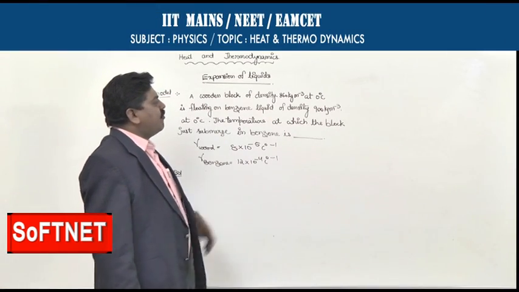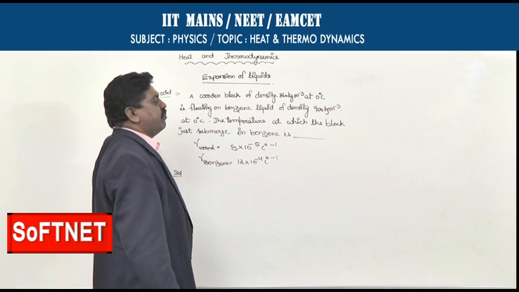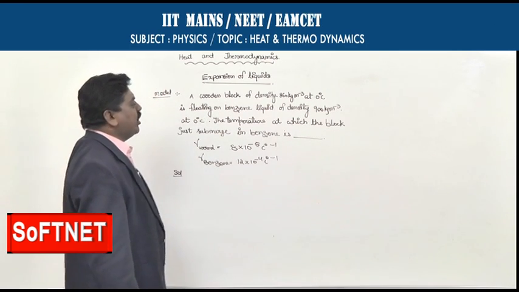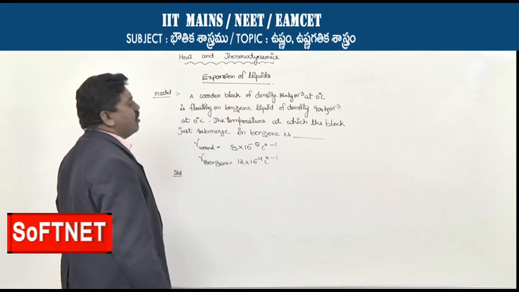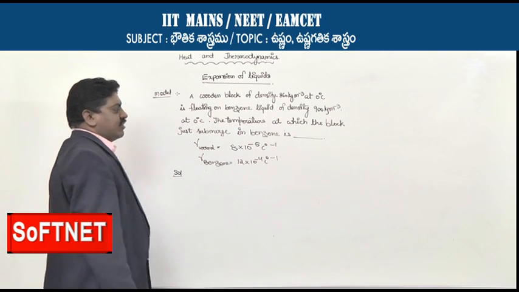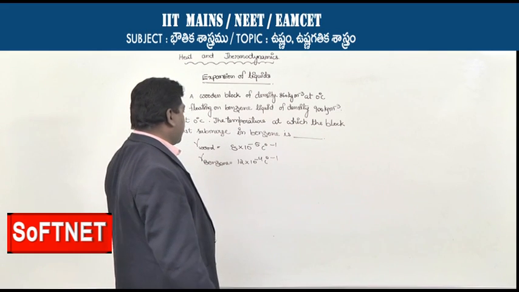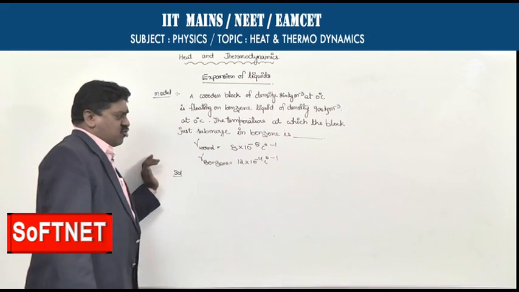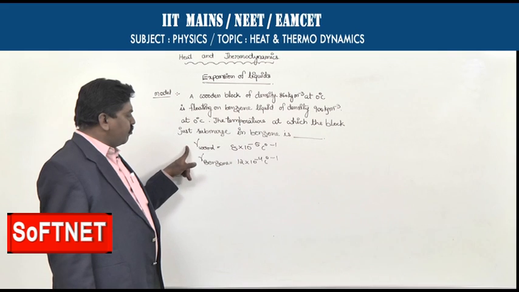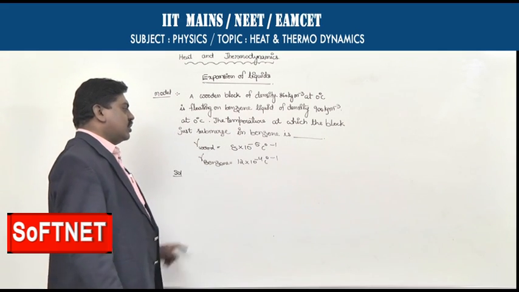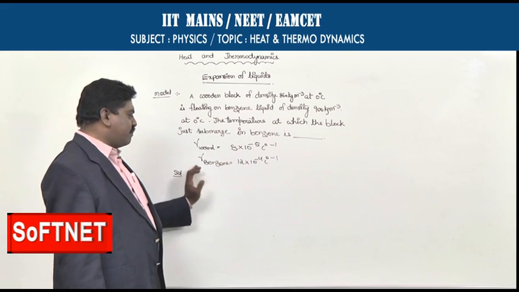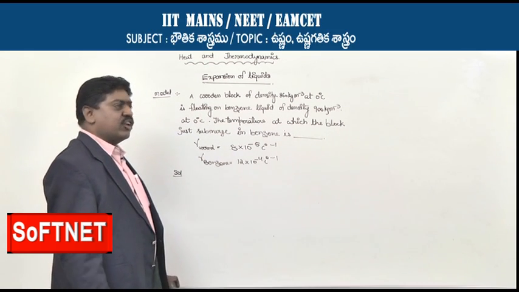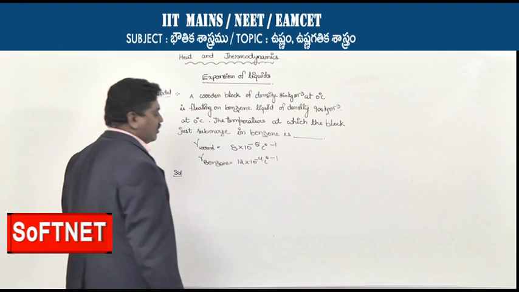A wooden block of density 860 kg per meter cube at 0 degrees Celsius is floating on benzene liquid of density 900 kg per meter cube at 0 degrees Celsius. The temperature at which the block just submerges in benzene is? γ of wood is given as 8 into 10 to the power of minus 5 per degree Celsius. γ of benzene is given as 12 into 10 to the power of minus 4 per degree Celsius.